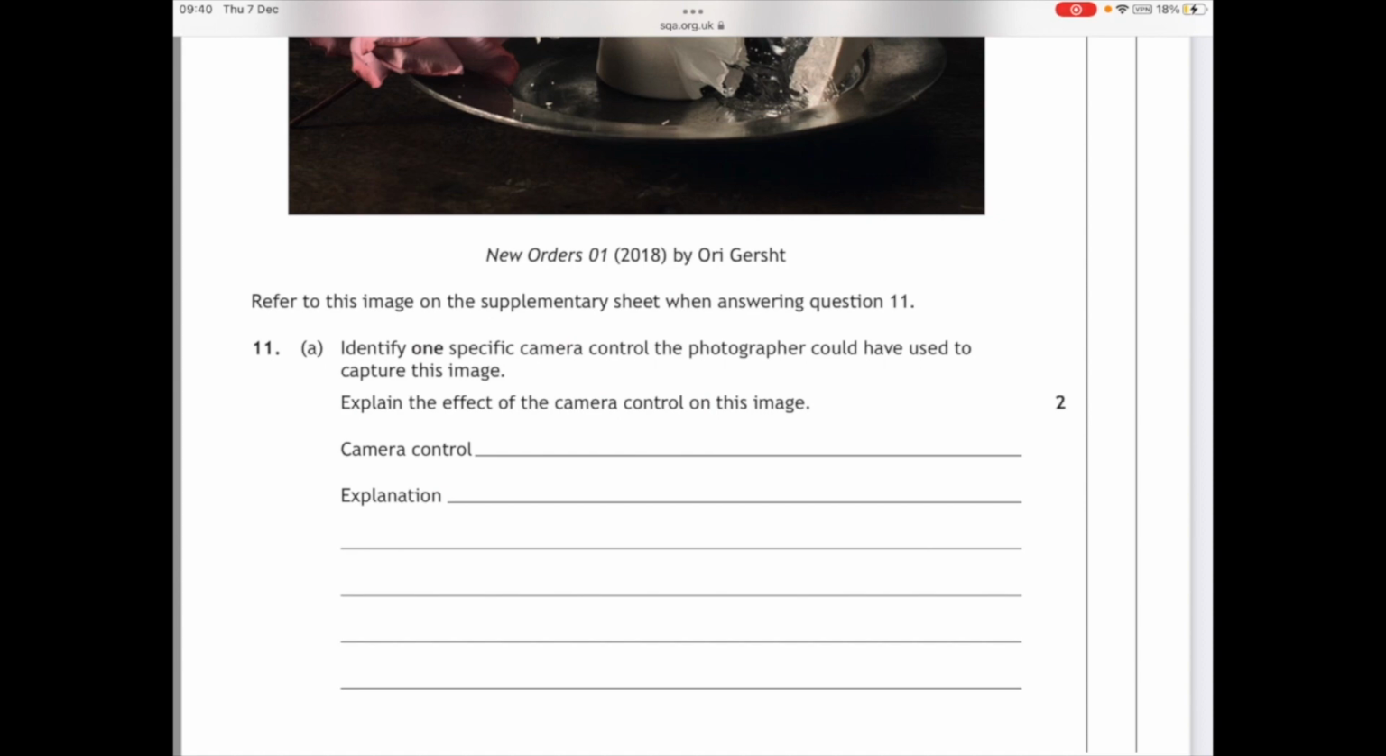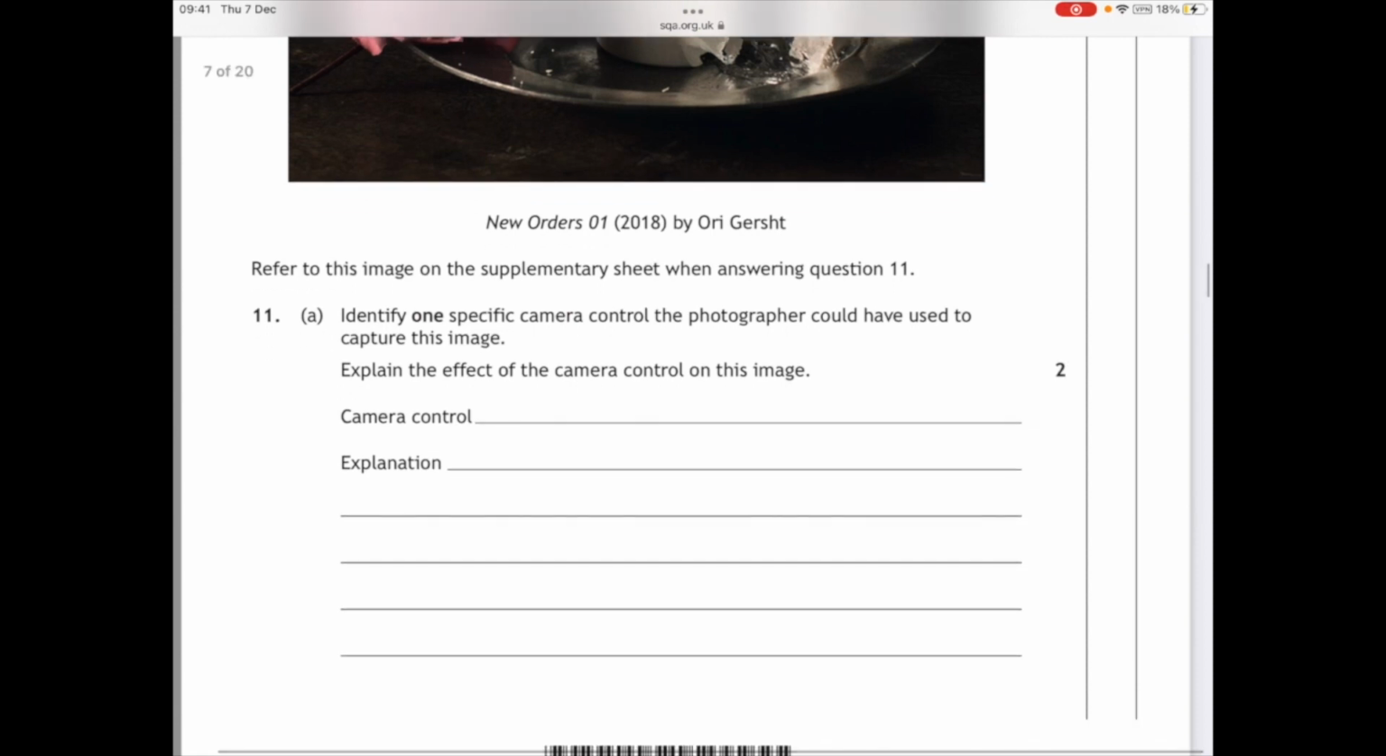Okay, so for this question, we're being asked about a camera control. So that is something that you are controlling on the camera. When you get a question like that, just read it through and make sure that you're writing about the right thing. Sometimes kids will write about the wrong thing, and then they obviously can't get any marks. So for this question, you're given 1 mark just for saying the camera control.